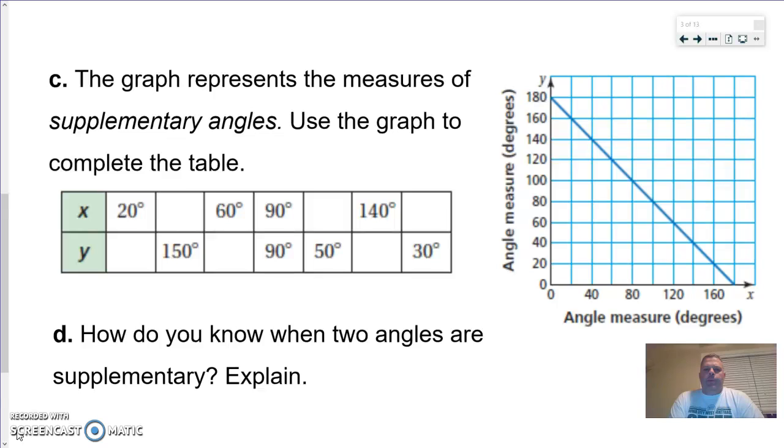This time I want you to come up with a similar activity. This graph on the right represents the measures of supplementary angles. Use this graph to complete the tables. And then again, complete this table right here. How do you know when two angles are supplementary? Please pause the video, come up with the answers, and hopefully you can figure out when two angles are supplementary.